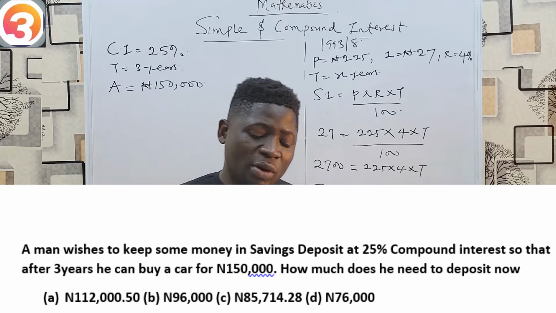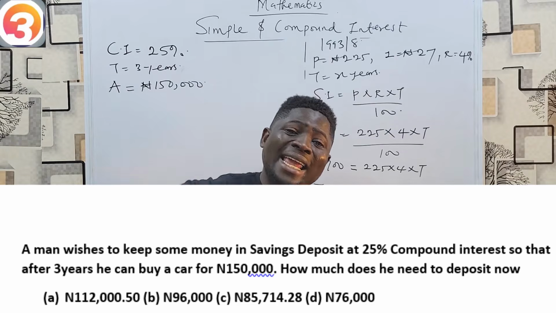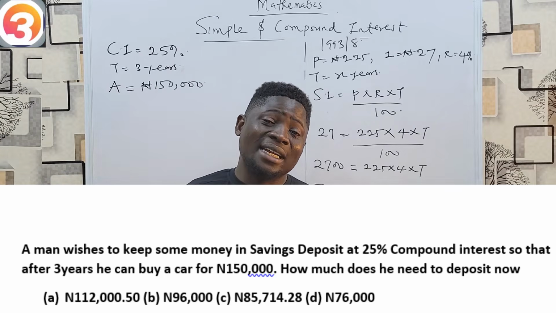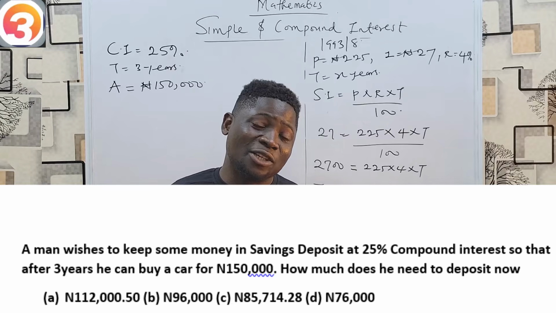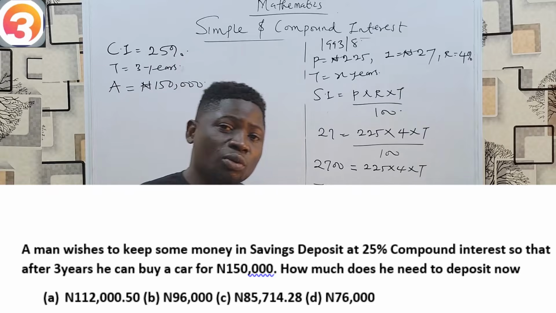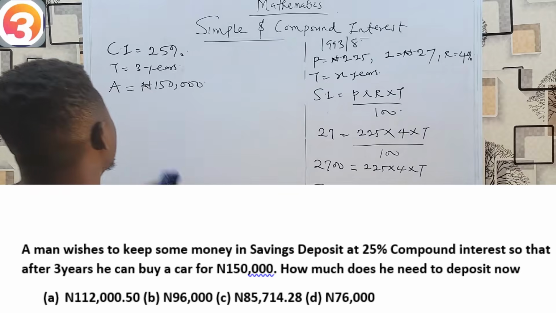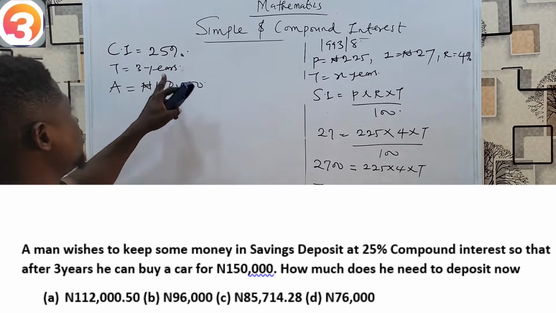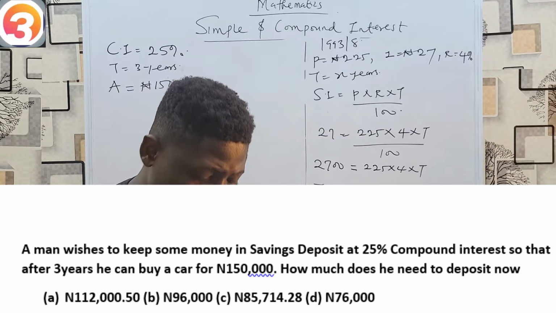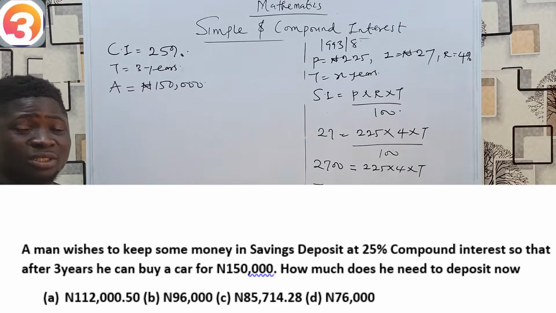Now, some of you may be asking, why did we make 150,000 naira the amount? It's the amount because he wants to buy a car that is worth 150,000 naira, right? He has not bought the car. That's why that 150,000 naira cannot be principal. It has to be amount because the interest has to be compounded to accumulate to 150,000 naira. He has not gotten there yet. So compound interest of 25% for a time of 3 years. So now, what do we do in this case? Since we are given the amount, then we can find the principal, as it is not given, right?